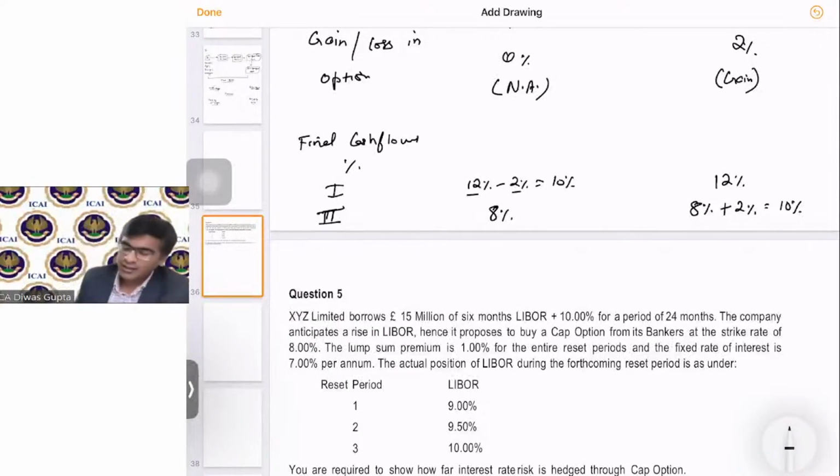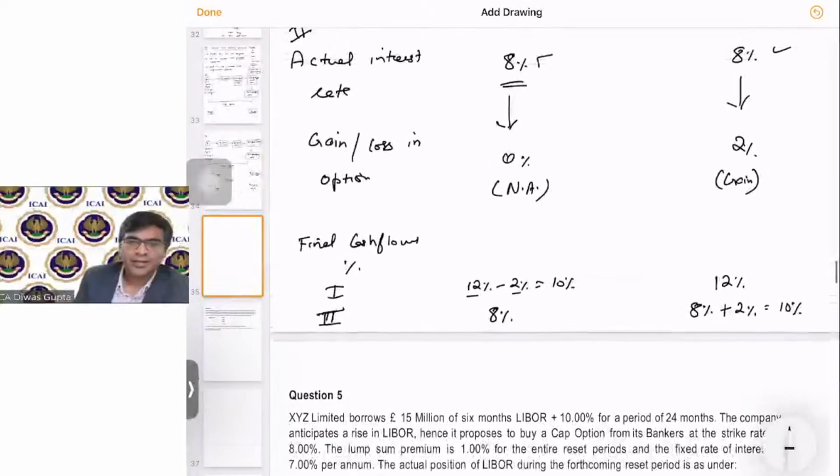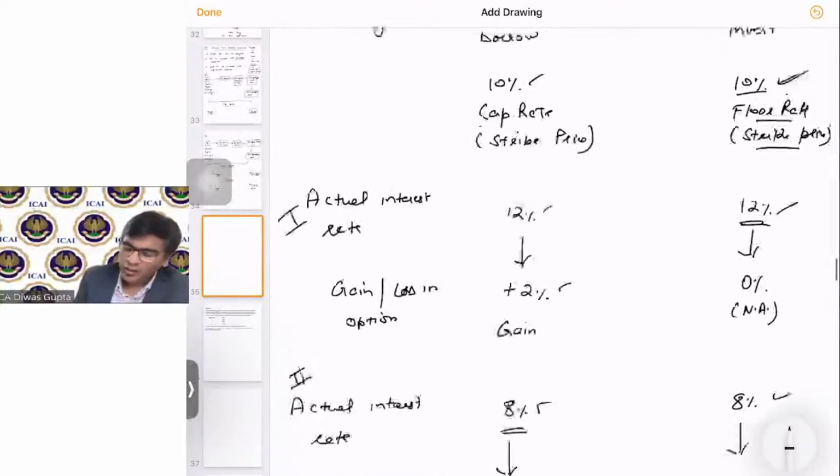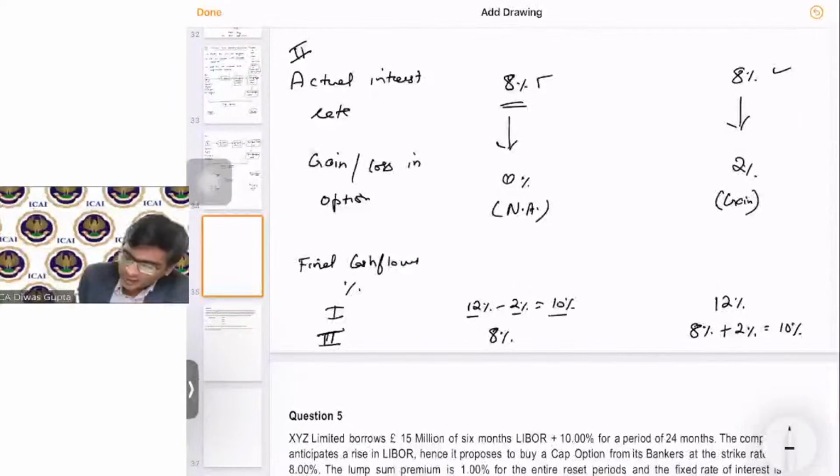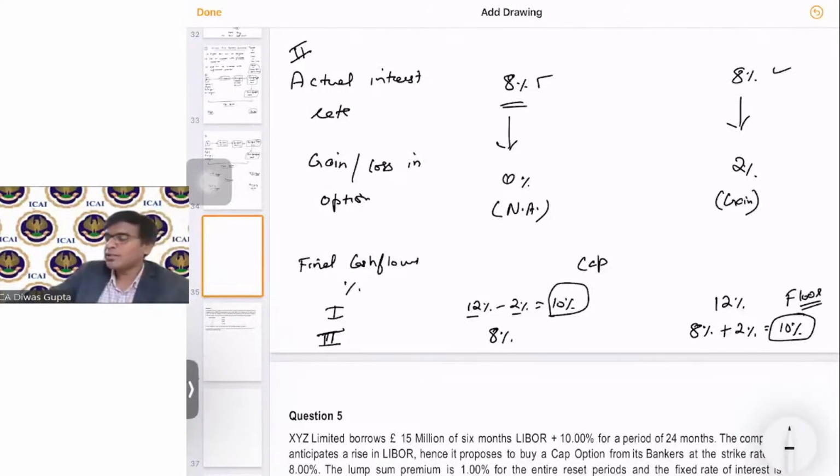So students, if you see, ultimately what this option has done is, it has given them a guarantee. Correct? First, to the cap option holder, the guarantee is that the maximum cap on your borrowings will always be 10%. This is the cap. And to the floor option holder, the floor rate to earn interest is this 10%. So your earning will never go below this.